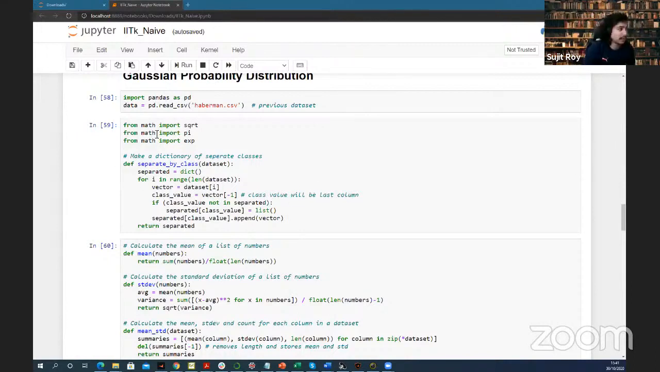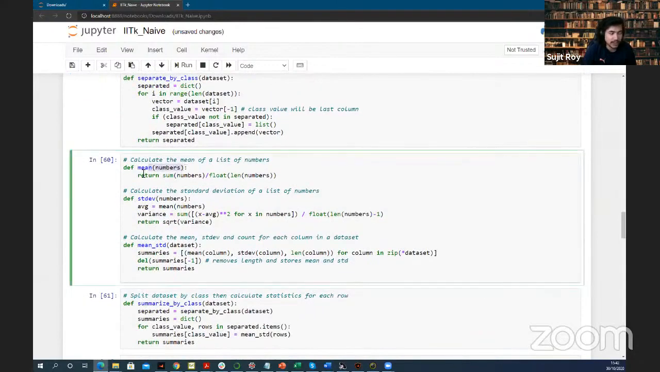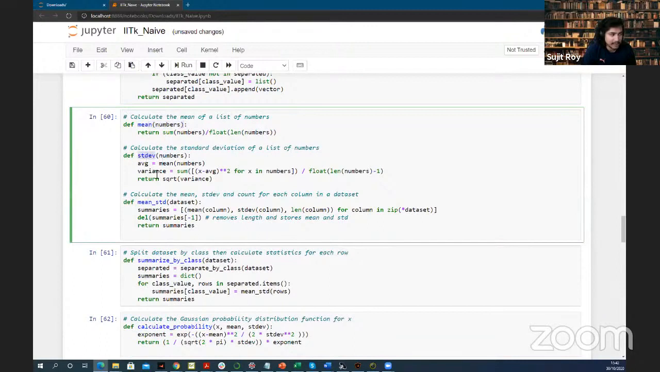However, they are very straightforward. You are again importing pandas and reading the data set, Haberman, a different data set. You are using the square root, pi and exponential functions, for which you need the math library. Then you make a definition which separates by class, separating the data set into a dictionary of the different classes. This definition calculates the mean of the numbers, simply the sum of the numbers divided by their length. Then this is for standard deviation. We are calculating the average and the variance, then the square root of the variance.